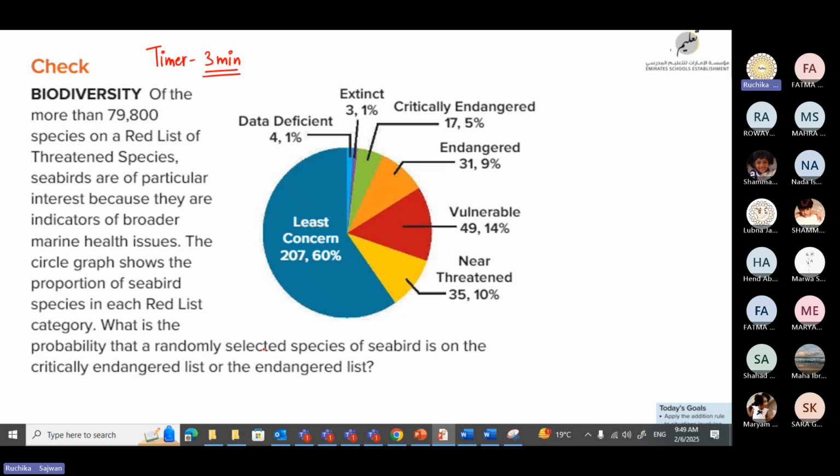It is asking you, what is the probability that a randomly selected species of seabird is critically endangered or endangered? For example, if I go to critically endangered, I will only choose the percentage. I don't want the number. So use the percentage and give me the final answer in percentage. Your time starts now. Put your answers in chat after 3 minutes once you're done.